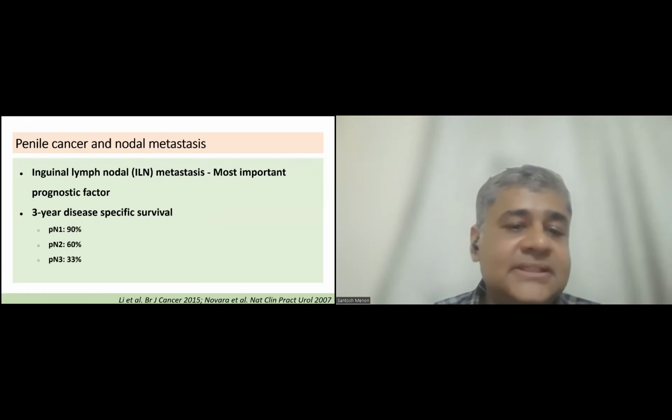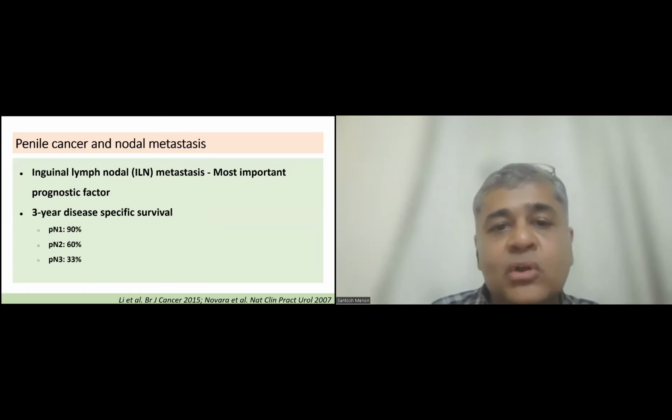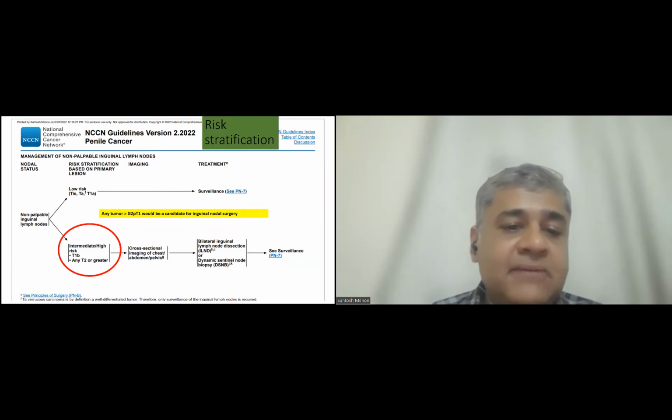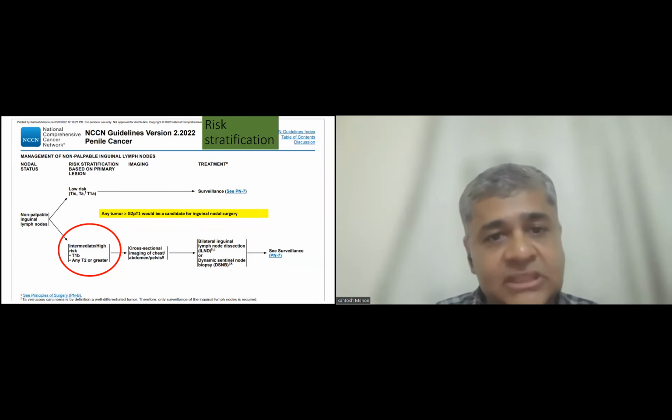And these are the three-year disease-specific survival figures when you have nodal positivity in these tumors. So it's extremely important that we gross the tumor properly in a penectomy specimen and give all those points on histopathology so that they can address the node, because nodal involvement really portends a poor outcome. If you look at the NCCN guidance, this is from 2022, but even the 2024 version has a similar thing. Any grade 2 tumor, and a pT1 tumor or more than that, would be a candidate for inguinal nodal surgery. That's an important thing which we as pathologists should also be very clearly aware of.